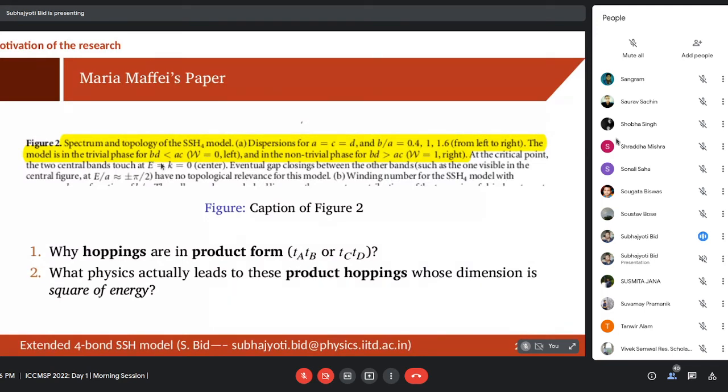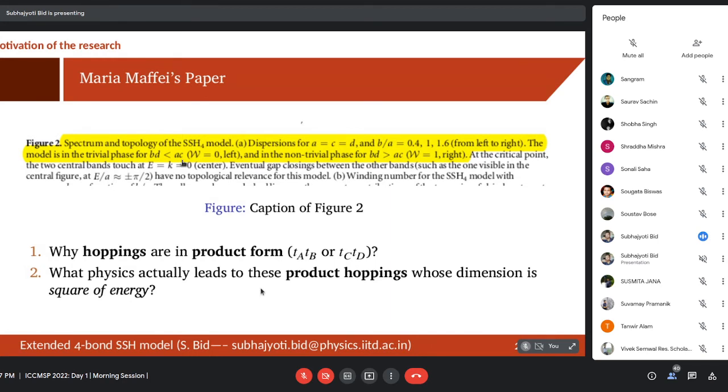This product hopping has a dimension of energy square. It does not have a dimension of energy, it has a dimension of energy square. So why is it? This is the question. What is the physics that actually drives this? They got this mathematically. They did some symmetry consideration and found this product hopping mathematically, but I wanted to see what physics really drives this product hopping.